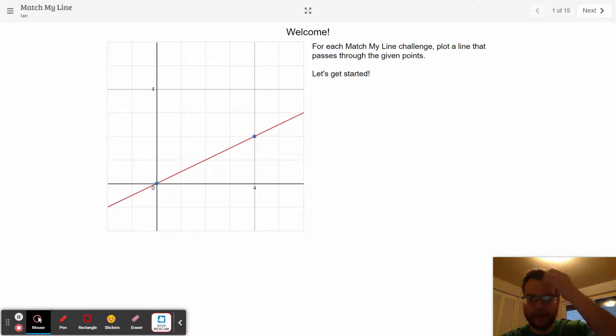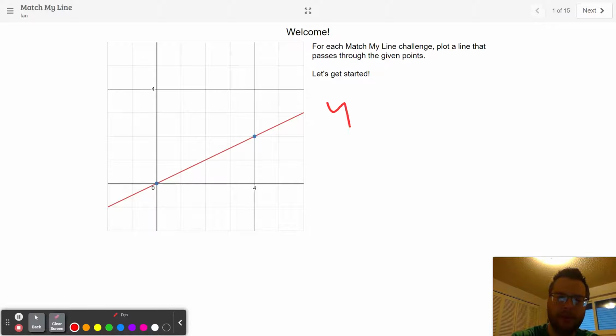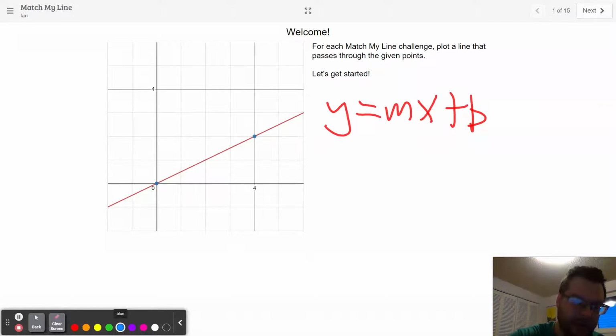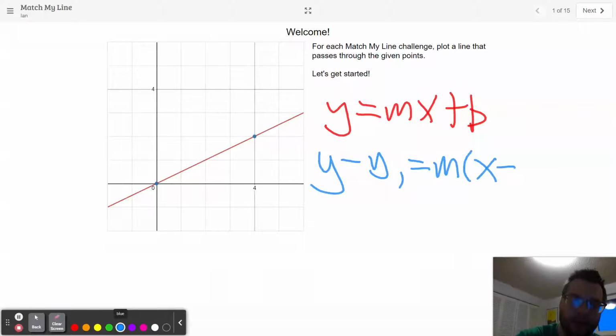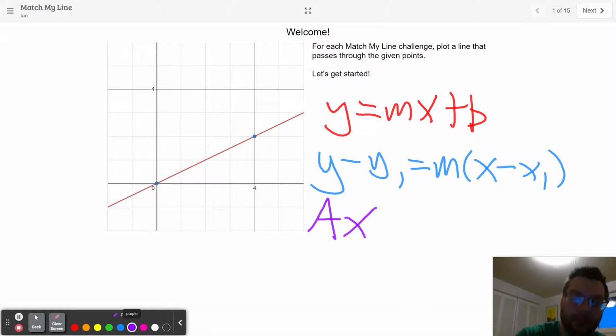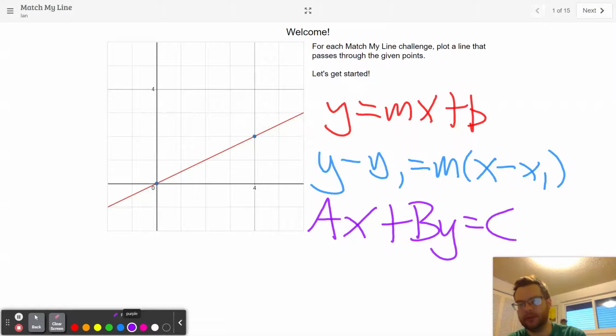Hello, students. I wanted to walk you through some of the match my line slides and mention what you should be paying attention to. The whole point of this activity is for you to think about which form of our linear equation is the most useful. We have three different forms: y = mx + b; point slope form, y - y1 = m(x - x1); and our newest one, our good friend standard form, ax + by = c. These are each useful in different situations.